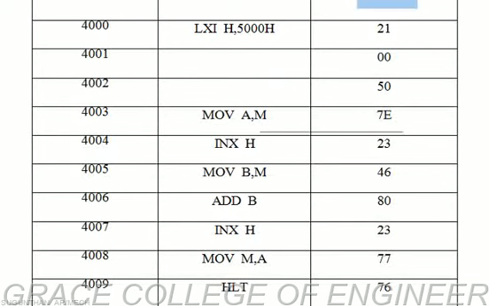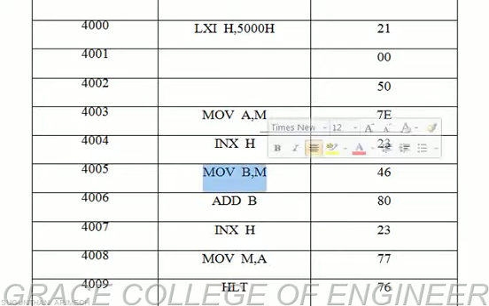Next address will show automatically, 4001, corresponding opcode 00. 4002 is opcode 50. Next, 4003, mnemonics MOV A, M, opcode 7E. Next address 4004, mnemonics INX H, opcode 23. Next address 4005, mnemonics MOV B, M, opcode 46.